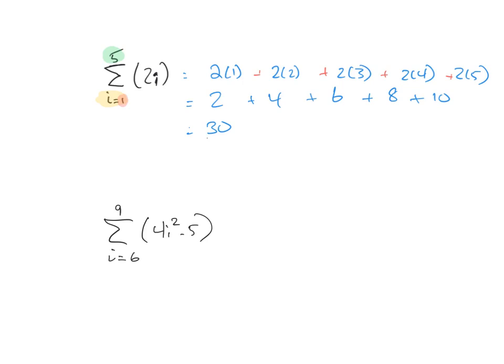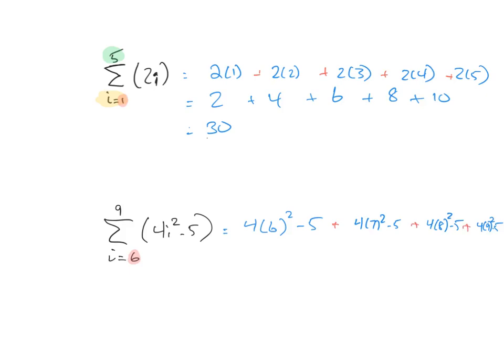So let's go ahead and do that. So we have 4i squared minus 5, but we plug in the first number. And the first number here is 6. So we're going to substitute in 6 here, okay? And we're going to then go to 7, then go to 8, and then go to 9. So it's going to be 4 times 7 squared minus 5, 4 times 8 squared minus 5, and 4 times 9 squared minus 5. And again, we are going to take these and add all the answers together.